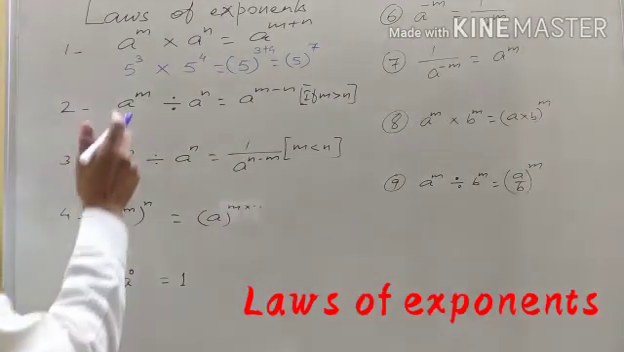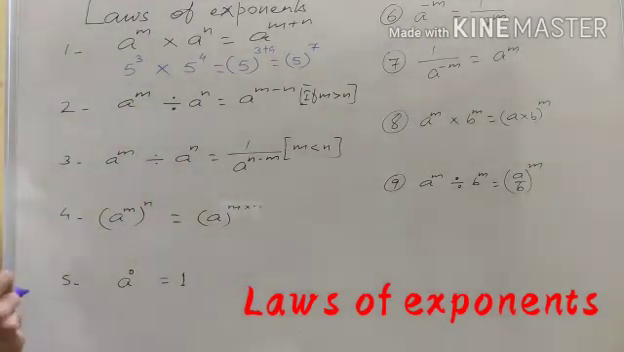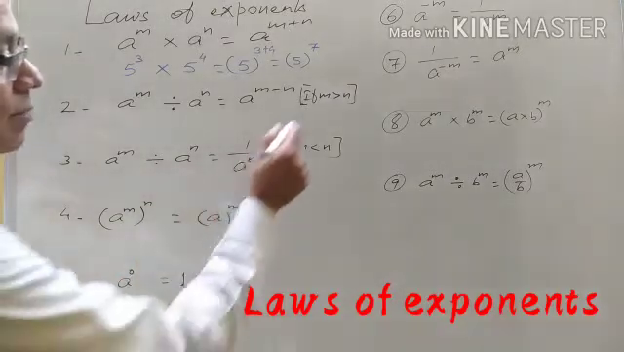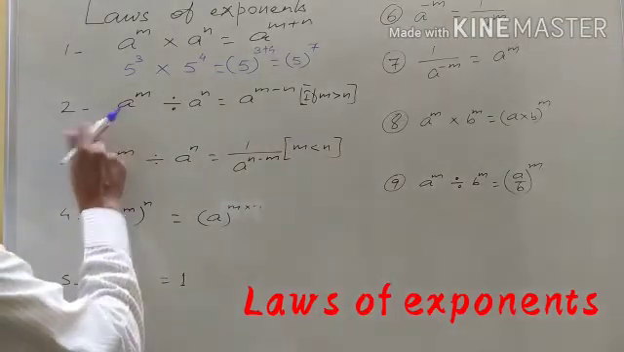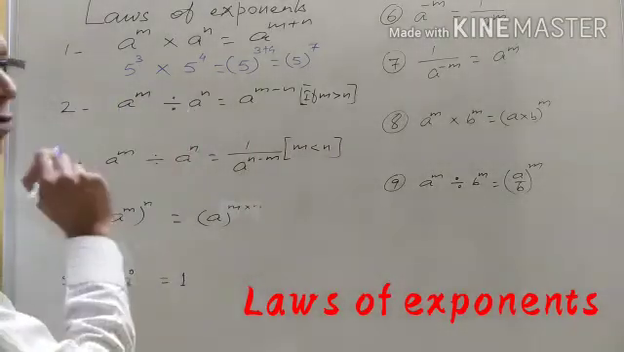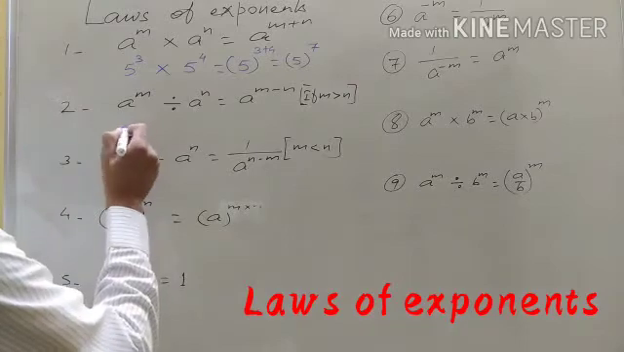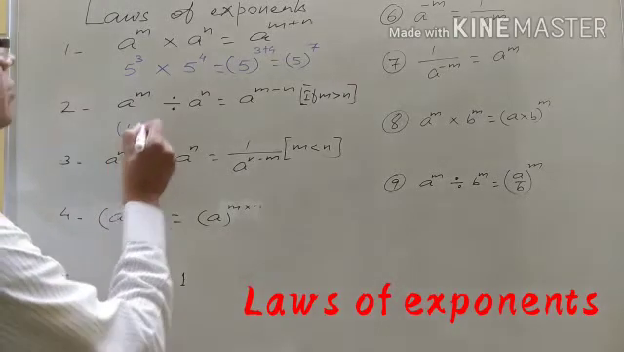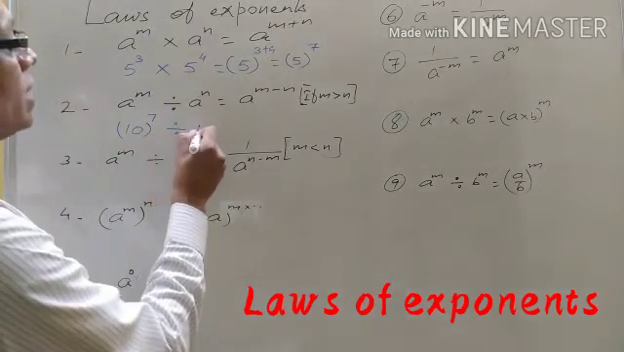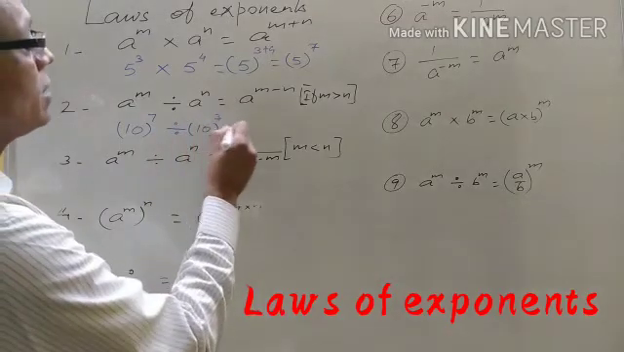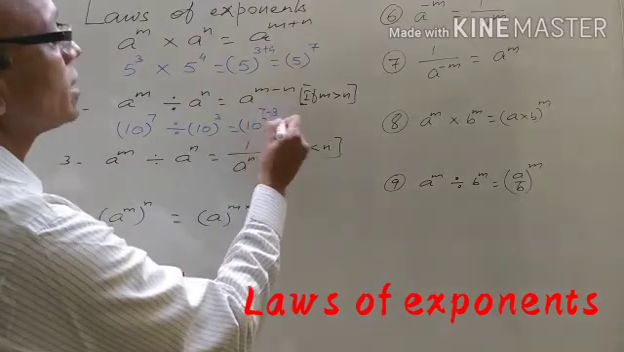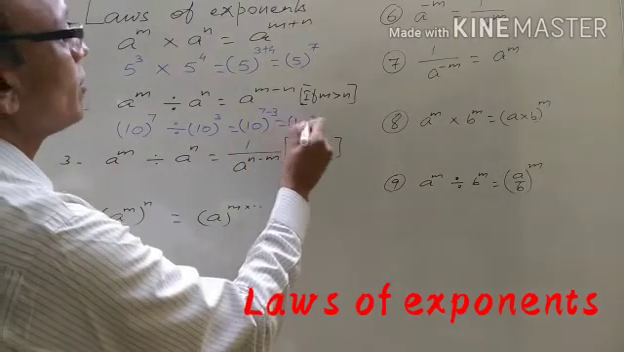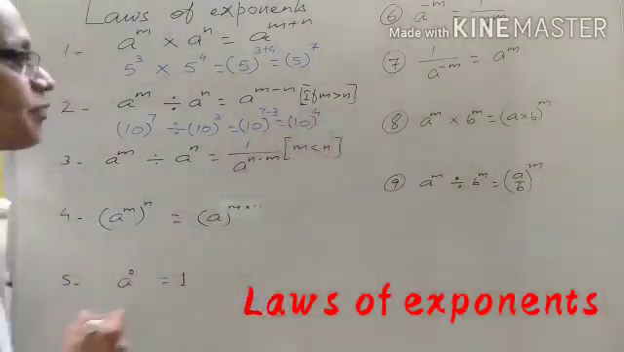Second one, a to the power m divided by a to the power n equals a to the power m minus n if m is greater than n. When m is greater than n, the power of the numerator is more than the power of the denominator. For example, 10 to the power 7 divided by 10 to the power 3 becomes 10 to the power 7 minus 3. So it is 10 to the power 4.